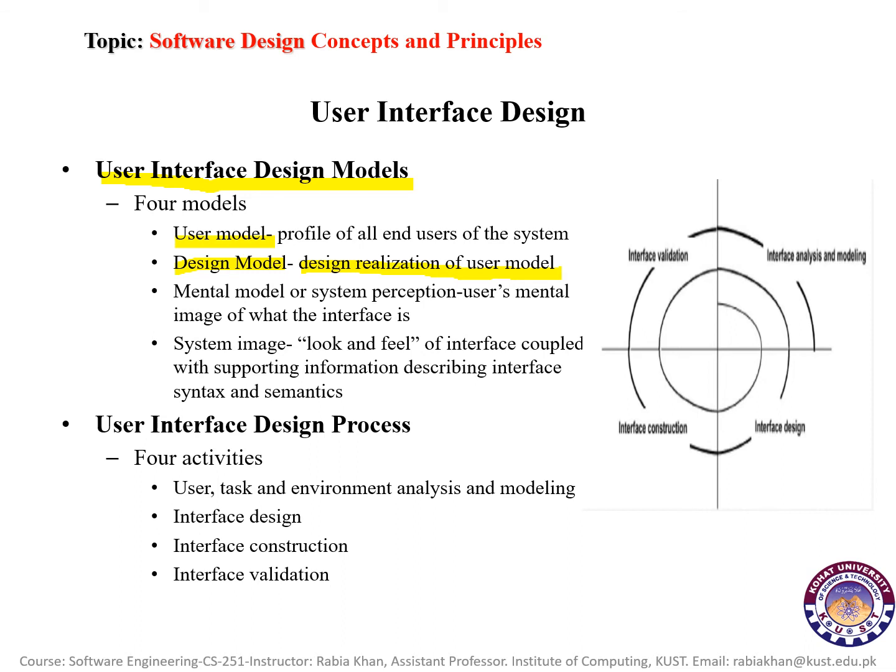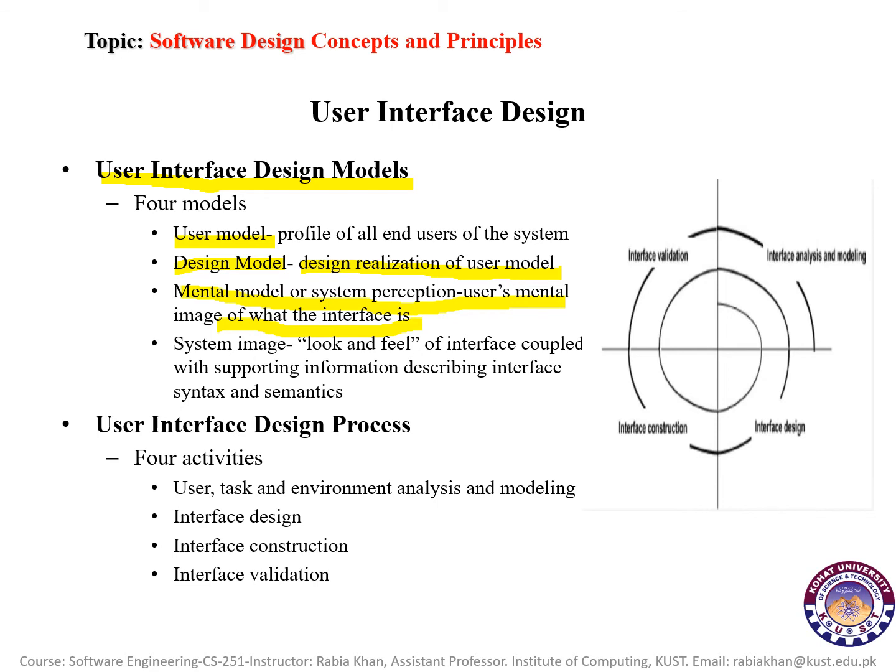And then the third model is the one where the end user develops a mental image that is often called the system perception. So the user generally carries a mental image about the thing that is going to be built. So it is known as the system perception or mental model, you can call it.